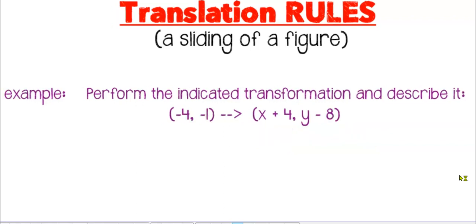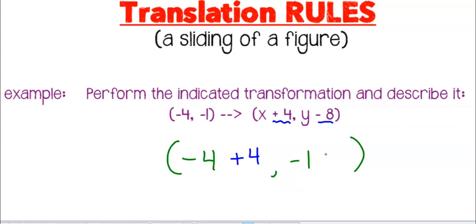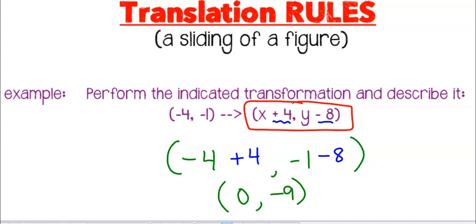All right, we're going to translate the point -4, -1. And we're going to do that by using the math indicated in the mapping notation. So we're going to add 4 to the x value and subtract 8 from the y value. Our new translated point will be 0, -9. Now let's see if you can describe the transformation in words. 4 is positive, so it's 4 units to the right. 8 is negative, so it's 8 units down.